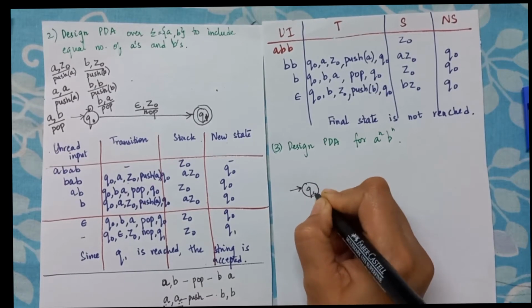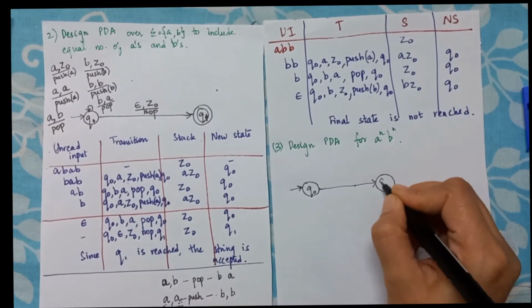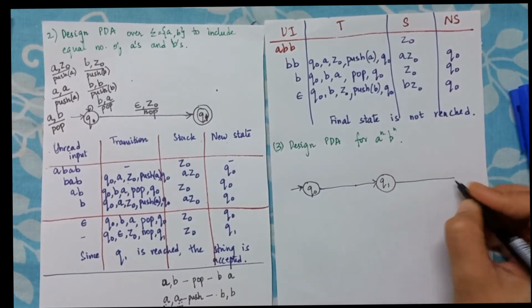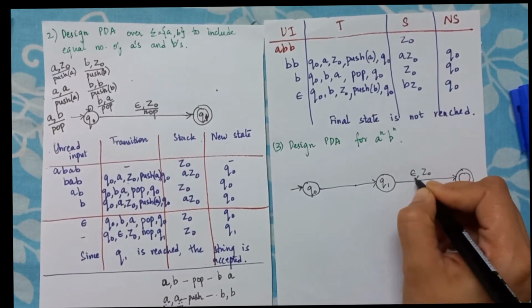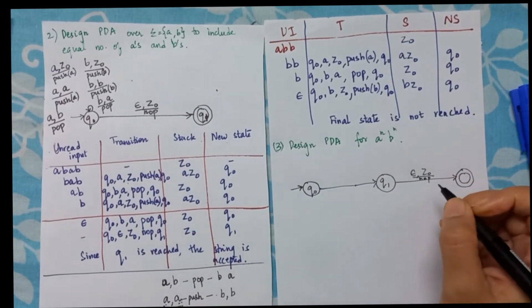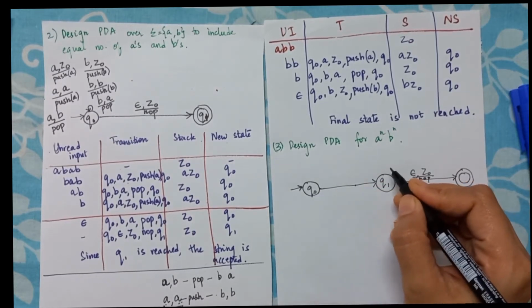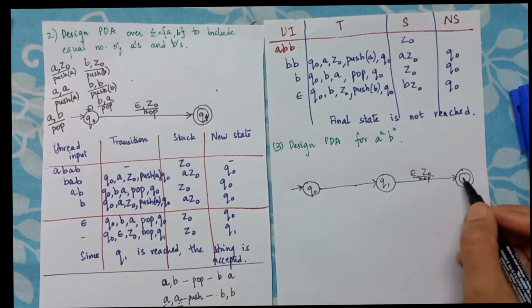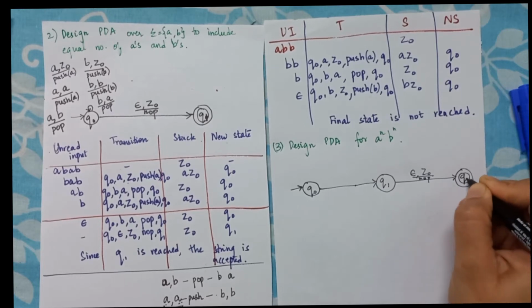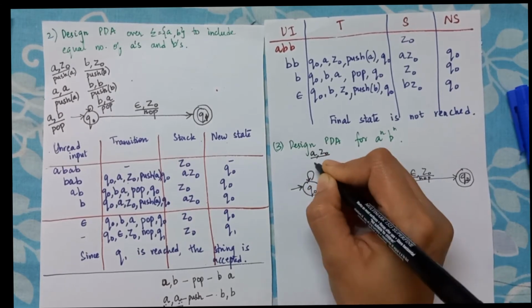Initially we have Q0 and Q1, and then finally I am reaching my final state. So what is the logic that we use here? The logic is that I initially push all the A's, and then for every B I pop out an A, and finally if I am left with an empty stack, I reach the final state. So A with Z0 has to be pushed.